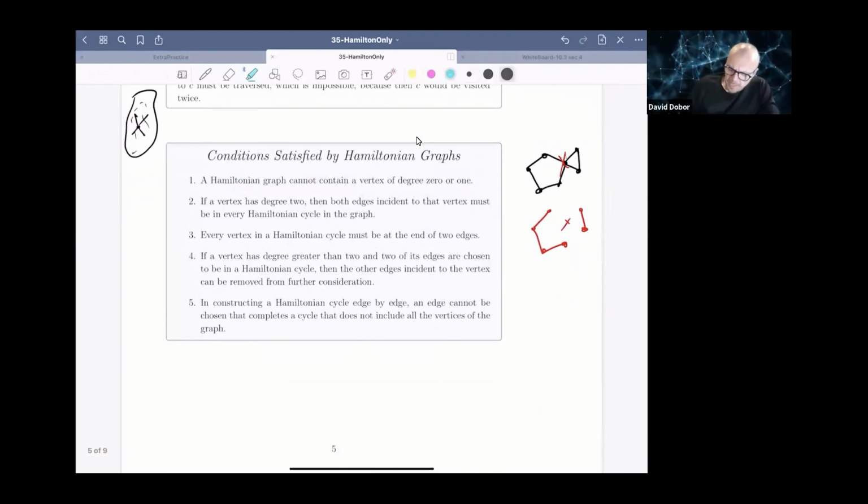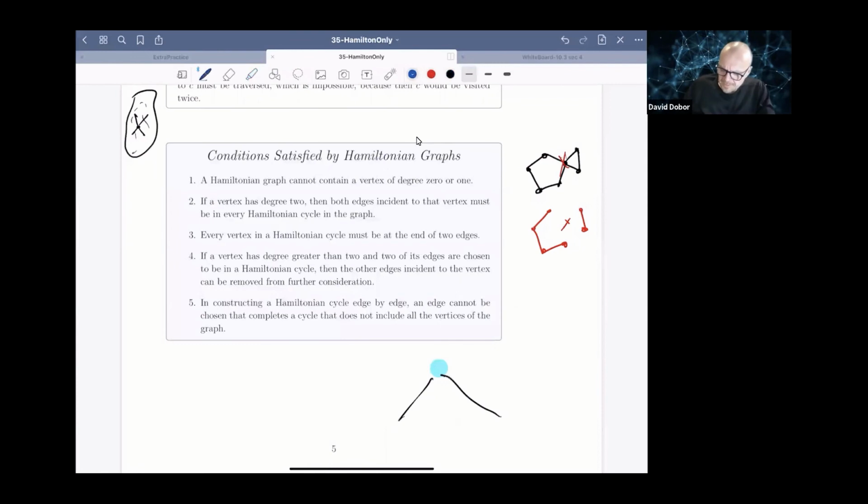Let me point out a couple. If you have a vertex of degree 2, with two edges incident to that vertex, then in any Hamiltonian cycle both of the edges incident to it must be a part of the Hamiltonian cycle. That's that.